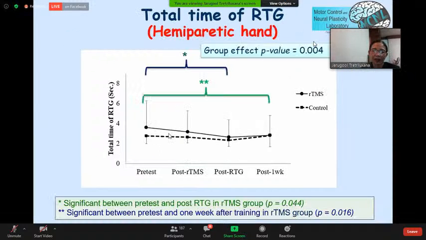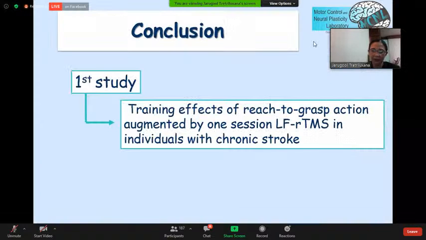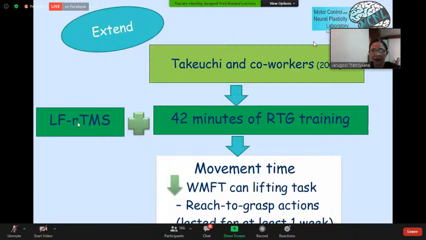So what happened with the hand? So as you can see here, we see a reduction in the movement time, and that lasts for a week, as well as the Wolf motor function. So this is the first study, okay, to combine low frequency TMS with reaching and grasping training. And this was done for stroke patients. So another one, so this is okay, as I said, okay. So our study extends the work of the Japanese study, because they only did pinch training, but we did a real world task, which is reaching and grasping training, and it lasts for a week.